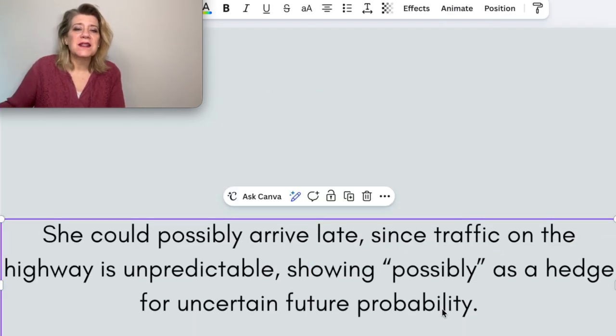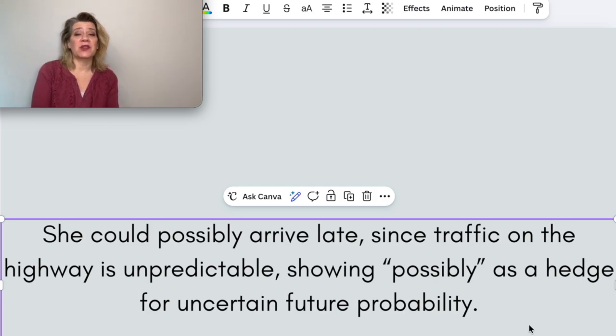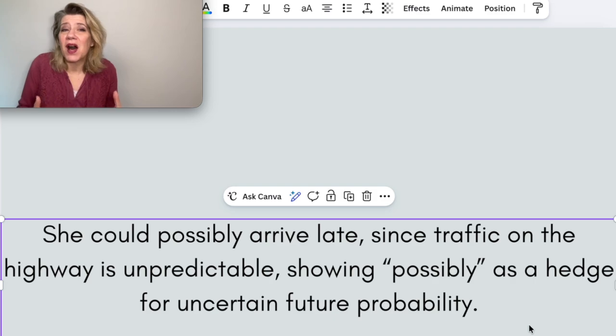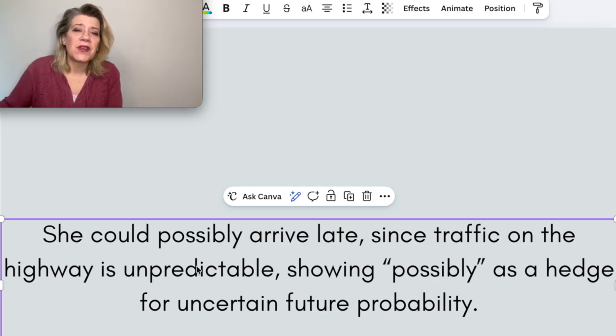She could possibly arrive late since traffic on the highway is unpredictable. This shows it's an uncertain future. It's possible, but we don't know, 50%. And I want you to notice where this adverb goes in the sentence. I have the helping verb, which is a modal verb here, could, and then I have the base verb here. The adverb goes between the helping verb and the base verb.